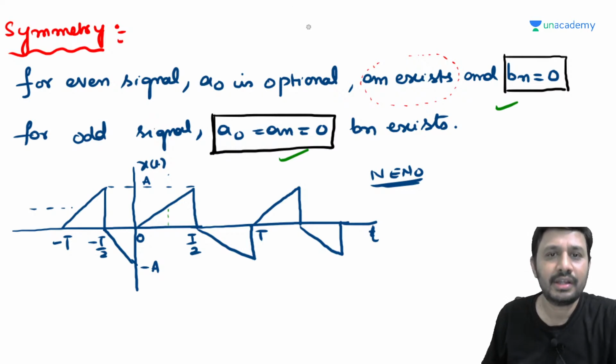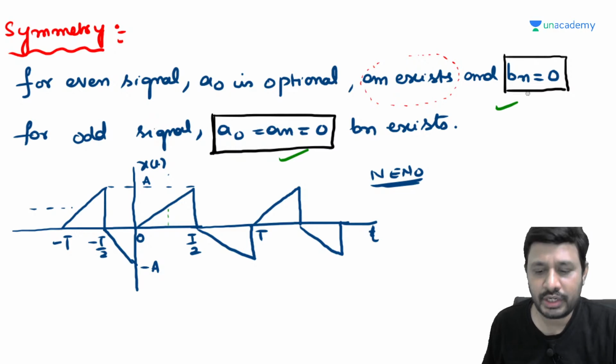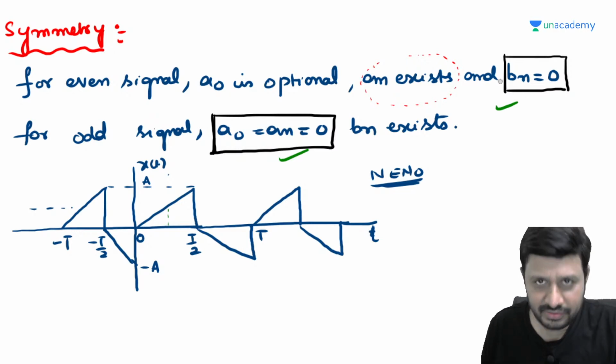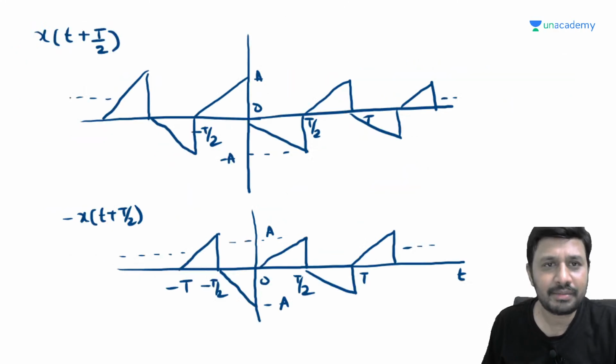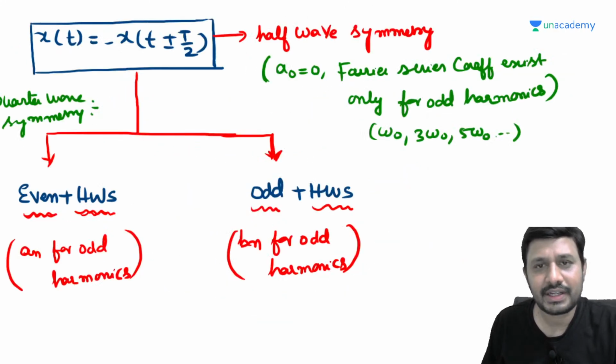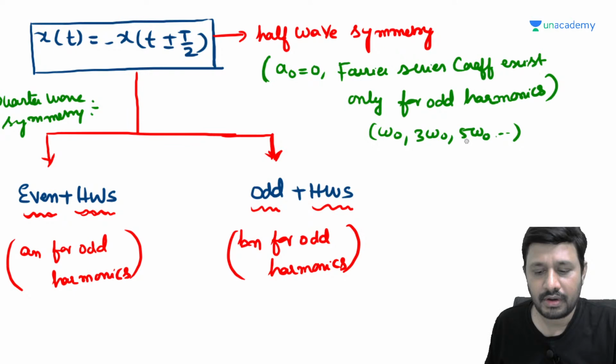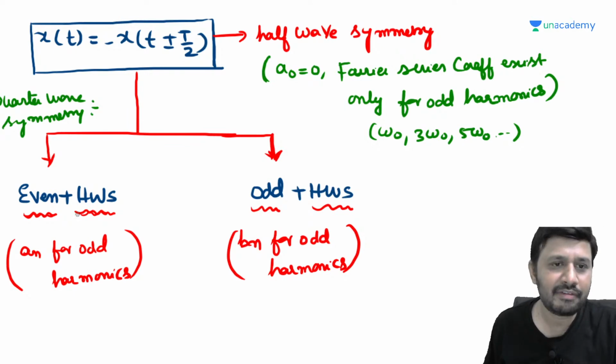Symmetry means what? For an even signal, you need not calculate the value of Bn, it is 0. For odd signals, A0 and An are 0. And we have another symmetry, half wave symmetry. If the signal is half wave symmetric, the resulting Fourier series expansion will have only odd harmonics. And the signal can be even and half wave. Even and half wave means the resulting expansion will have An for odd harmonics.